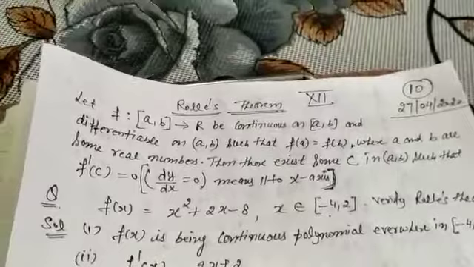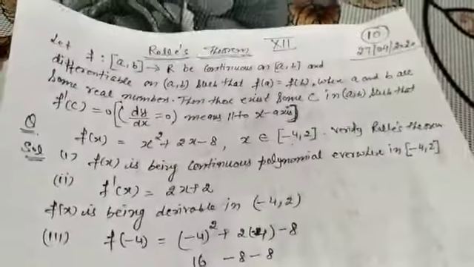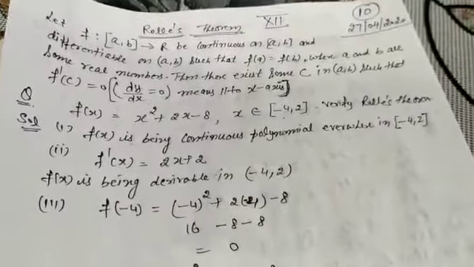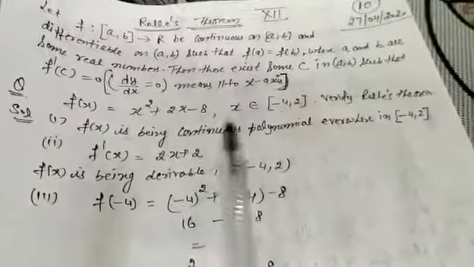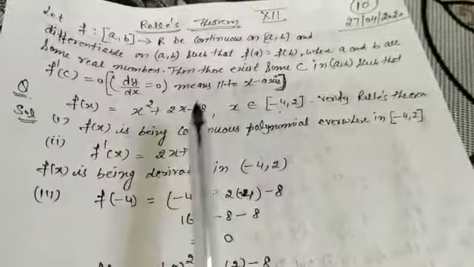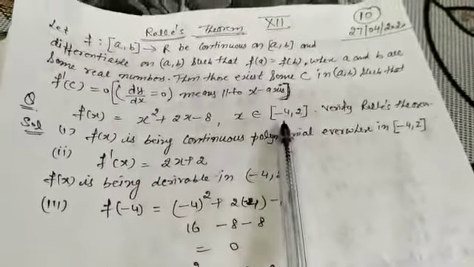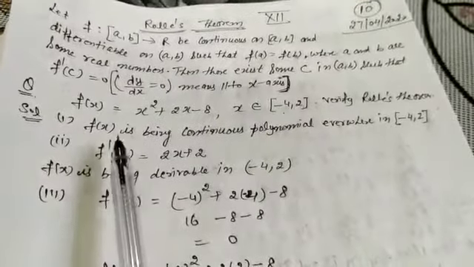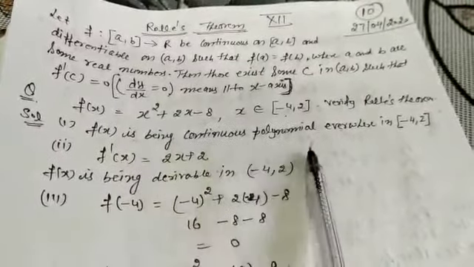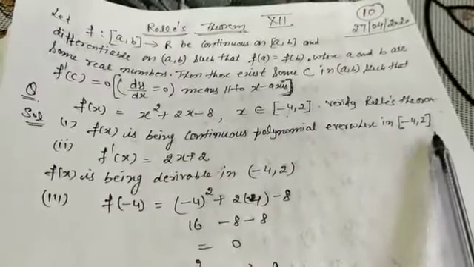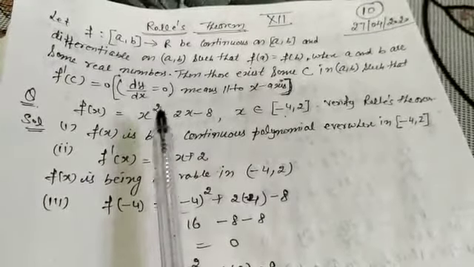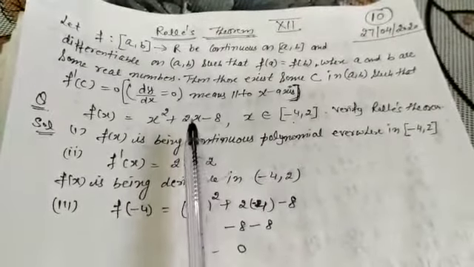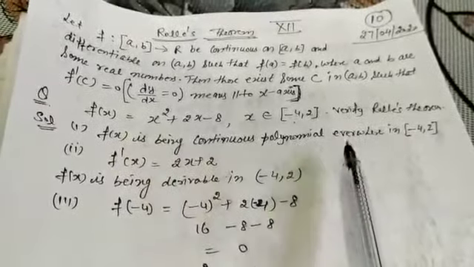In Rolle's theorem, whenever a statement is given to us, we verify it with the help of three conditions. Number one, first the function should be continuous. Take x square plus 2x minus 8 in the interval minus 4 to 2. f(x) is a polynomial, so it is continuous everywhere in the interval minus 4 to 2. The powers are whole numbers with no fractions, so f(x) is a continuous polynomial.